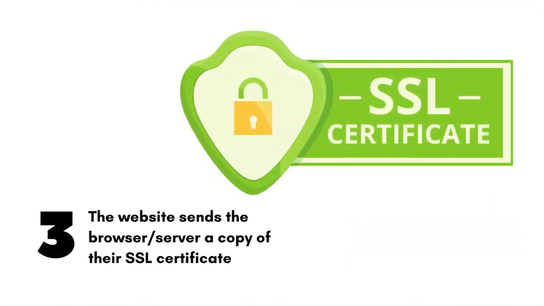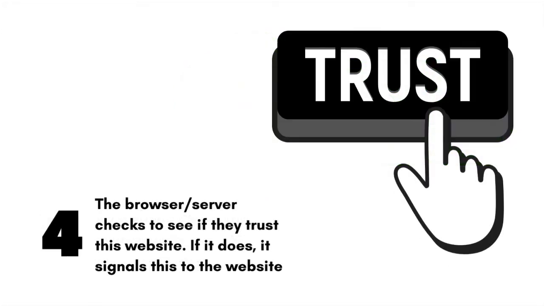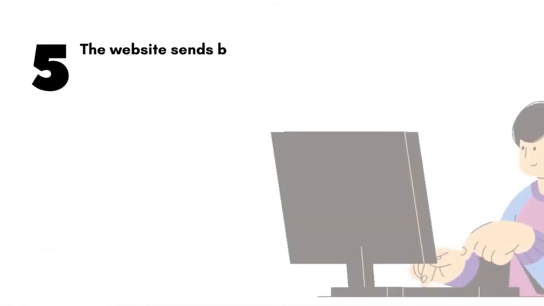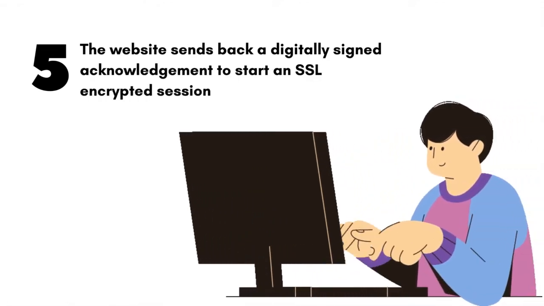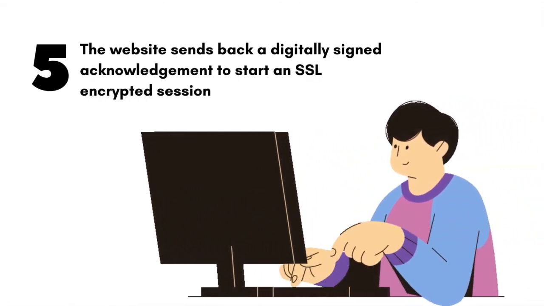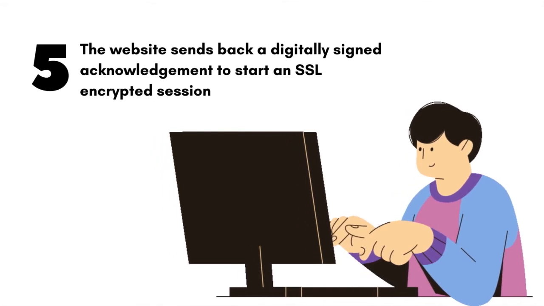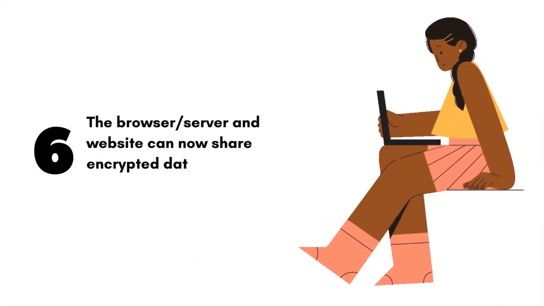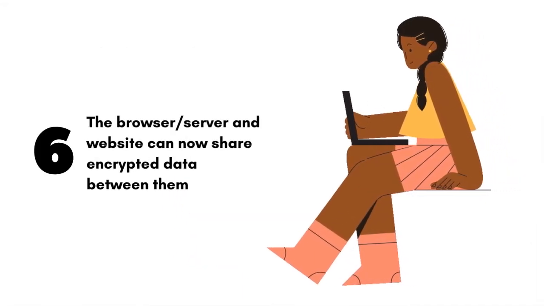Then, the website sends the browser or server a copy of their SSL certificate. The browser or server then checks to see if they trust this website. If it does, it signals this to the website. The website then sends back a digitally signed acknowledgement to start an SSL encrypted session. And finally, the browser or server and website can share encrypted data between them.